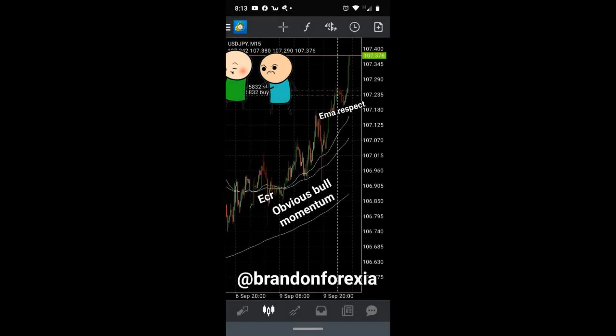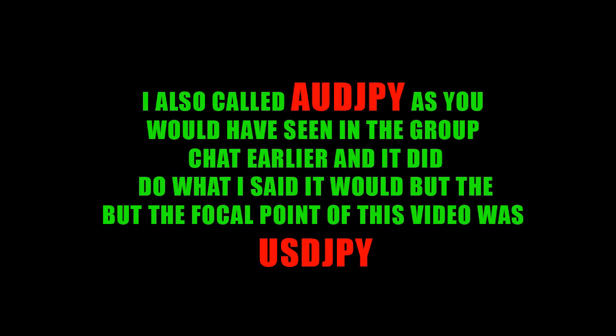Right, so here we have my entry, right? And you can see where I entered. You could see the fact that I was discussing obvious bull momentum. You can see that the entry was basically right on the consolidation, just as I said. And as you can also see, I also called AUDJPY, as you would have seen in the group chat earlier, and it did do what I said it would do, but the focal point of this video was USDJPY.